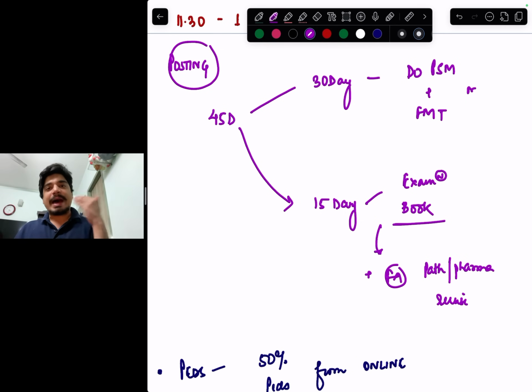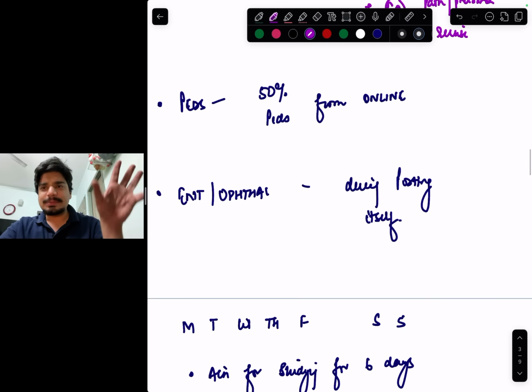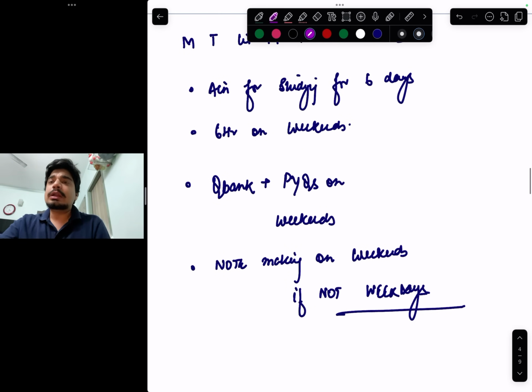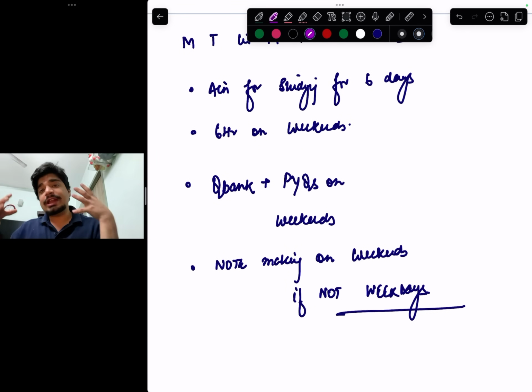So I've created a balance between ensuring that your postings also go well, you don't score too low on them, and at the same point of time, you're revising path pharma also. And for 30 days, you're actually preparing for NEET PG. So again, balance. Same for peds, like I said, complete 50%, and ENT, complete that. Now, how should an ideal week look like? That is what an ideal day is, how should an ideal week look like?